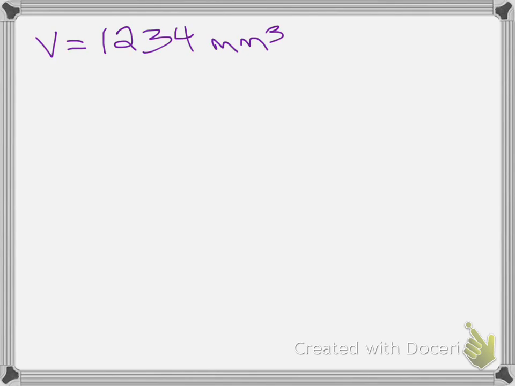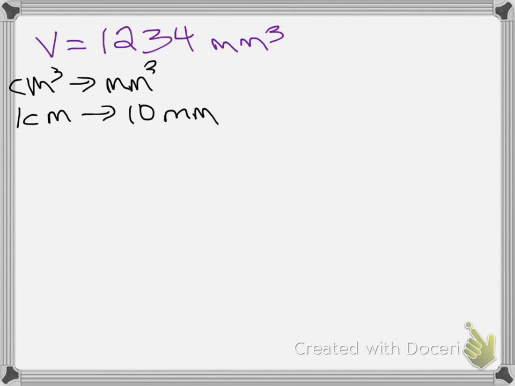To convert this into centimeters cubed, so we talked about this quite a while ago, on the first day of class. So cubic units are interesting. We know that the relationship between a centimeter and a millimeter is this, or you can derive it from what you know about the base units, i.e. that there's 100 centimeters in a meter, and there's also 1,000 millimeters in a meter. So this is the proportionality.